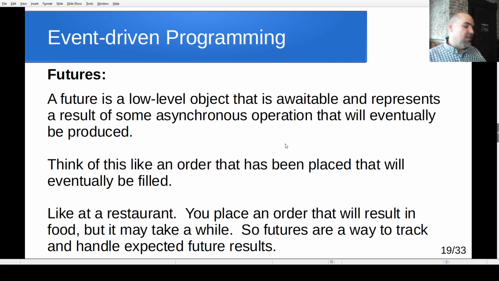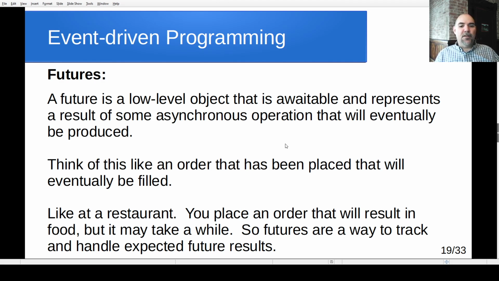And to finish this off, futures. Futures are kind of a lower level object. This is awaitable and represents the result of some asynchronous operation that will eventually be produced. In other words, you can think of that like an order that's been placed that will eventually be fulfilled.